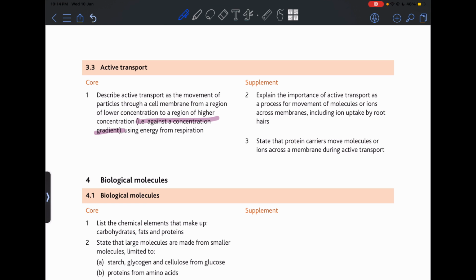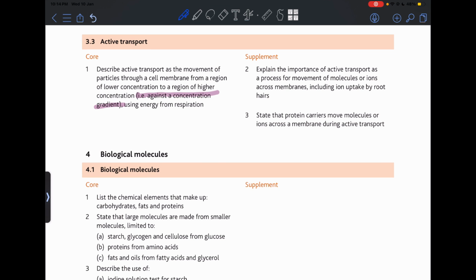Now, number 3, you have to know that protein carriers move molecules or ions across a membrane during active transport. So there are protein carriers in the cell membrane. If, for example, there's a cell that has a cell membrane, there will be something like this. It is called a protein carrier. It will open when there is active transport, and it will close if there is no active transport. It will allow, for example, this particle that wants to enter, it will open like this, let it inside, and then close again. So this is very important. You have to understand that.